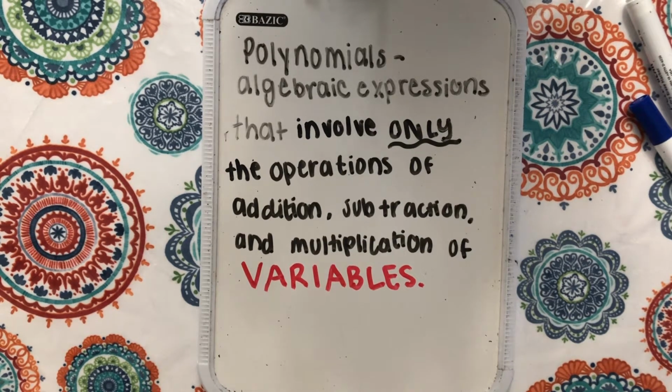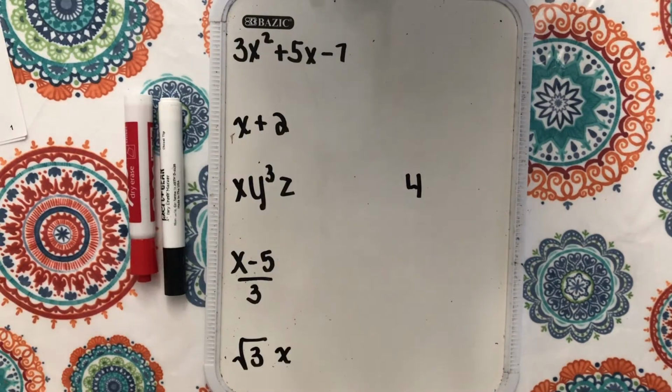Polynomials are, by definition, algebraic expressions that involve only the operations of addition, subtraction, and multiplication of variables. To better understand what a polynomial means, let's look at some examples. Let's go over these examples and see which of these are polynomials.